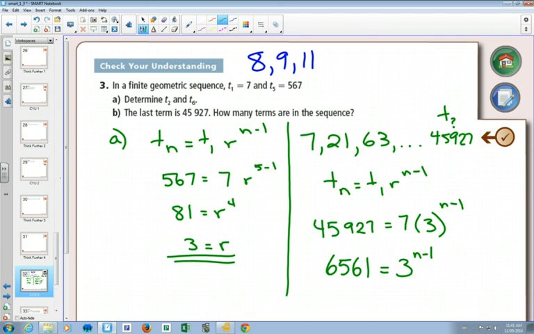Now, you haven't learned a technique yet for solving mathematically, algebraically for n in an exponent, and you won't learn that until next year when you learn logarithms. Now, in this case, you know that solving for this n, you know it has to be a whole number, because you can't have 55.3 terms in a sequence. So we know it has to be a whole number, so what you're going to do is just start looking at your powers of 3. See if you can find one that's equal to 6,561.